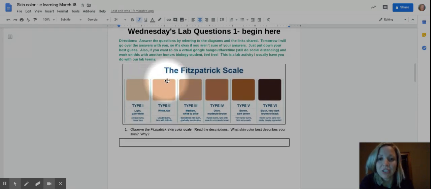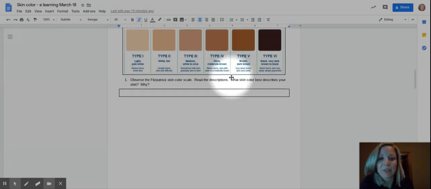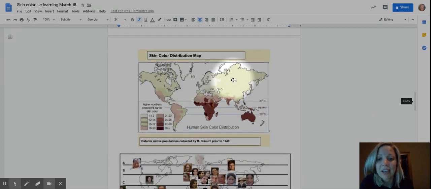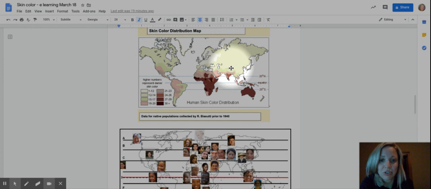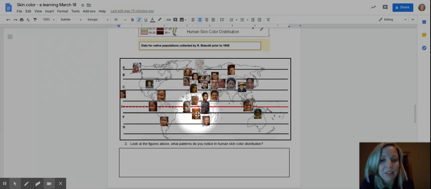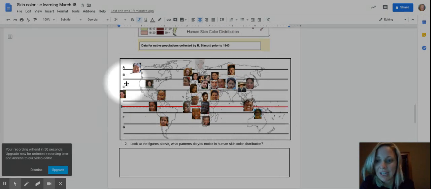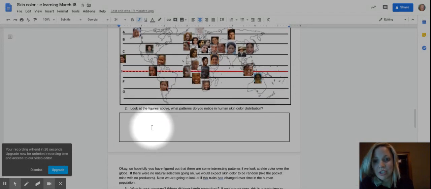So the first question has us look at the Fitzpatrick Skin Scale and looking at your own skin color. Question 2 has us look at 2 different documents, this graph of skin color distribution map, and then this activity I usually have you do here, where I have you place the faces of these people where they live, but I just give you the key here because it was a lot. So then you're going to answer question 2.